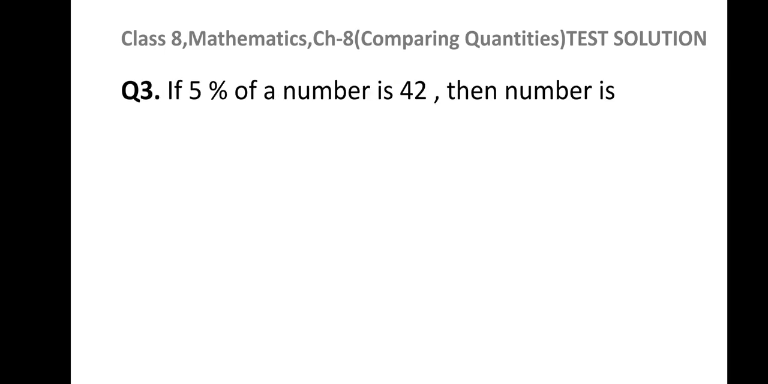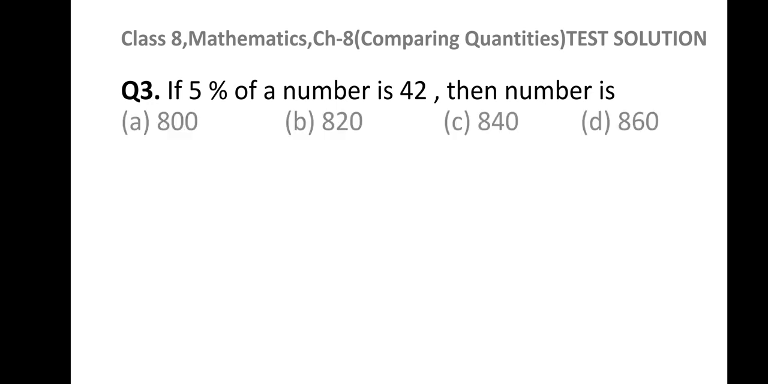Let us see now question number 3. If 5% of a number is 42, then the number is. We need to find the number, and it is given to us that 5% of that particular number is 42. And the options are A 800, B option is 820, C option is 840, D option is 860. So the solution: let the number be y. I have taken the number as y.